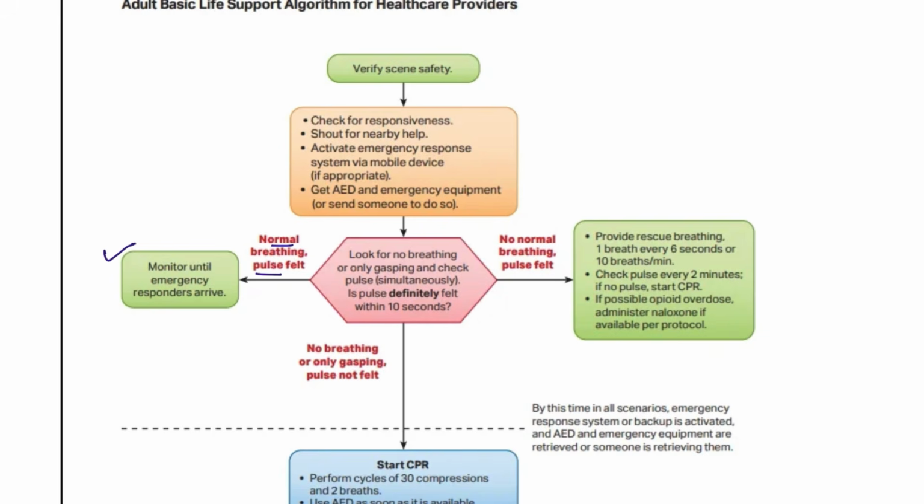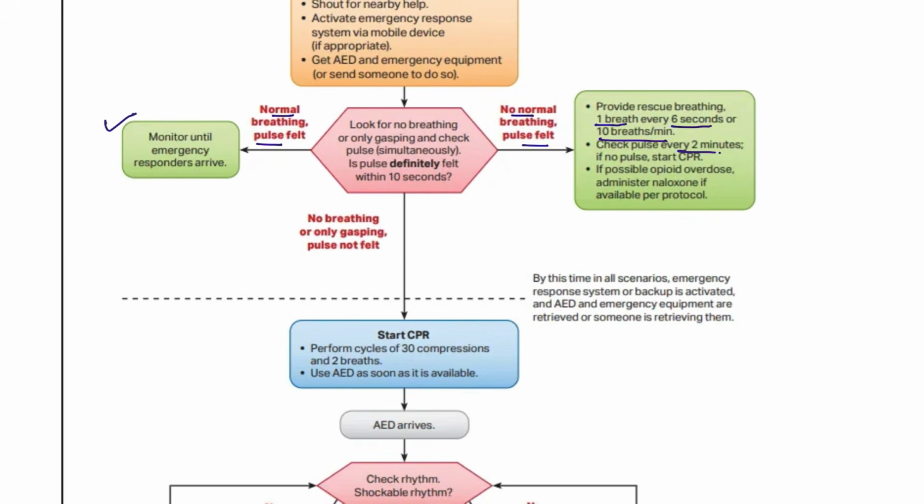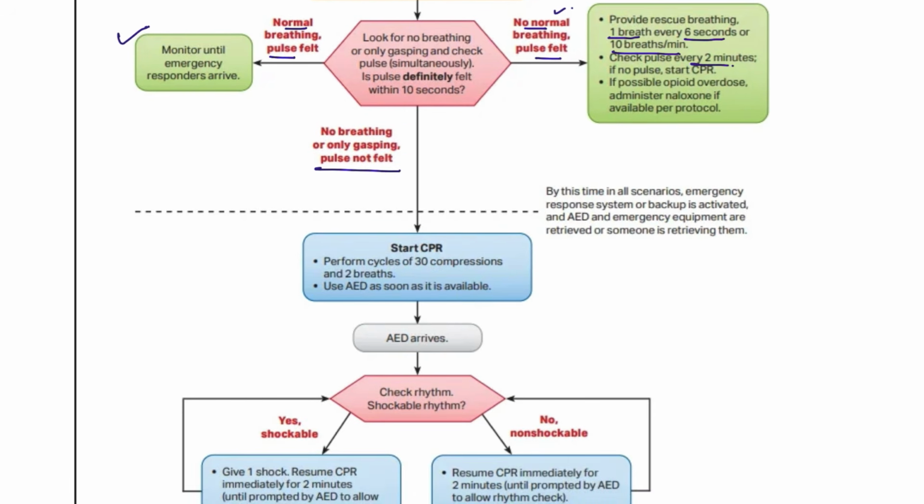But if the patient breathing is not present but the pulse is felt, then give one breath every 6 seconds, so 10 breaths per minute that you have to give, and check the pulse every 2 minutes and send the patient to the emergency department if the breathing is abnormal. But if breathing is absent and pulse is also absent, then you have to start the CPR. How much is the CPR? 30 compressions to 2 breaths that you have to give for the patient.